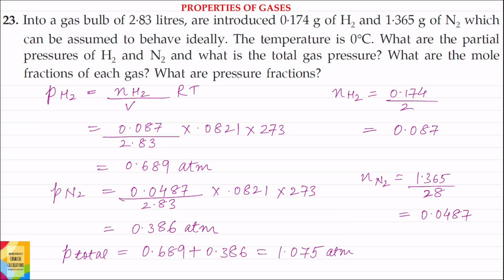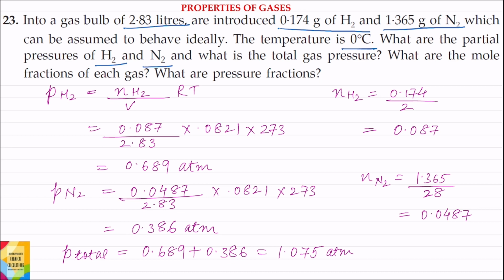Question 23. Into a gas bulb of 2.83 liters are introduced 0.174 gram of hydrogen and 1.365 gram of nitrogen, which can be assumed to behave ideally. The temperature is 0 degrees centigrade. What are the partial pressures of hydrogen and nitrogen, and what is the total gas pressure? What are the mole fractions of each gas?